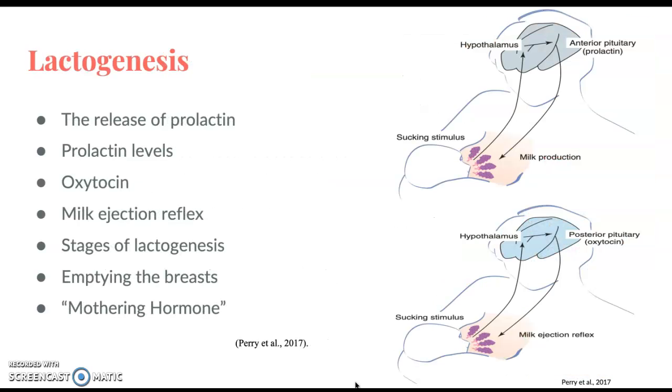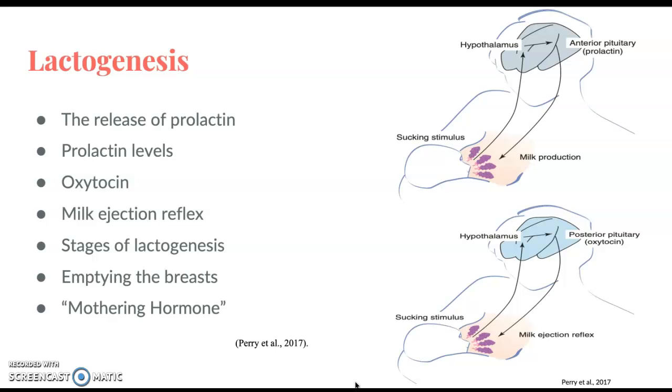Lactogenesis. After a mother has given birth, the progesterone levels will start to drop. This will trigger the release of a hormone known as prolactin from the anterior pituitary. Prolactin is what prepares the breast to secrete milk while pregnant, and during lactation it will synthesize and secrete milk. Prolactin levels are at their highest the first 10 days after birth and will gradually decline over time.